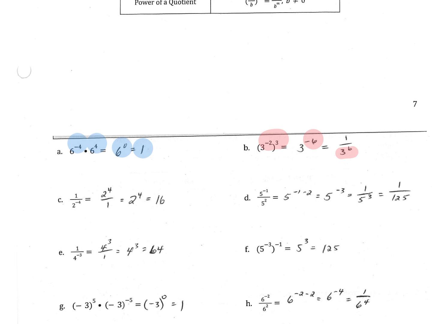Letter C is similar. This time it starts with a negative 4 as an exponent, but it's underneath the fraction. If we move that up on top, now it's positive. This is the same as just having 2 to the 4th as a whole number, which is actually 16. Letter D, we can subtract these exponents of 1 and 2. We can do negative 1 minus 2 to get negative 3. But we don't want to end with a negative exponent. We can move 5 to the negative third down and it turns it positive. If you type that into a calculator, 5 times 5 times 5 is 125.